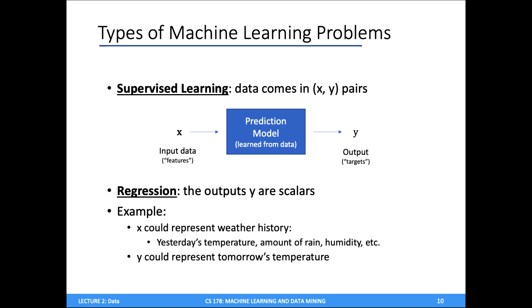For another example of a regression problem, the input features, x, could represent something like a weather history. So x could contain some information regarding yesterday's temperature, how much it rained yesterday, how humid it was, pressure, all these different variables. And then from this information, we might like to predict what the temperature is going to be tomorrow. Again, this is a regression problem because the temperature is just some number. It's some continuous output that we're trying to predict.